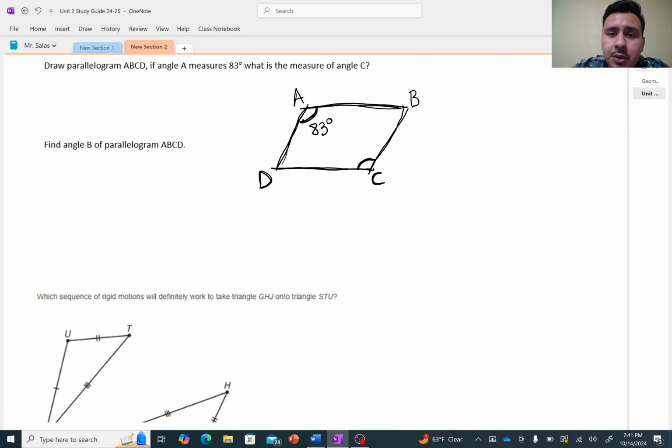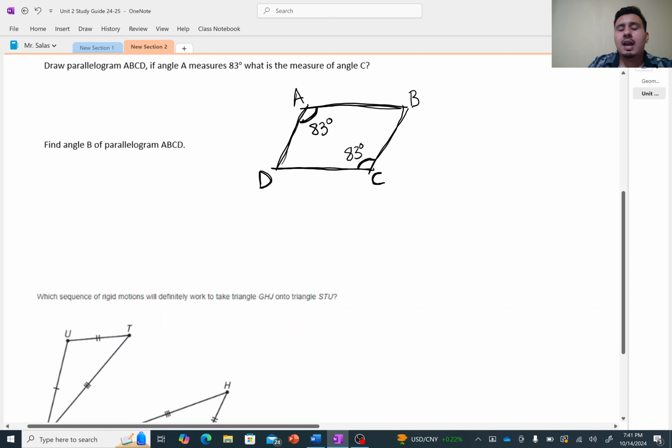So if A is 83 degrees, well, guess what? C is also going to be 83 degrees. So I'm going to go ahead and write my answer. Angle C equals 83 degrees. Perfect. Okay. All right. The next question says, find angle B of parallelogram ABCD.